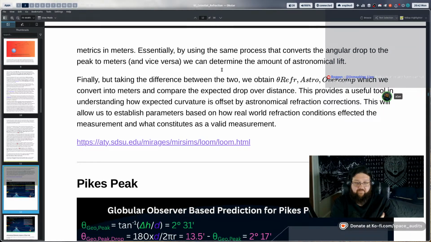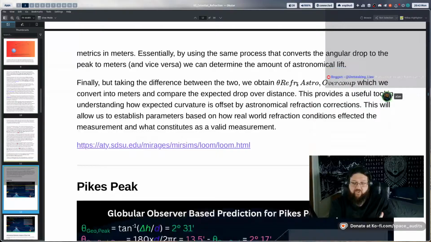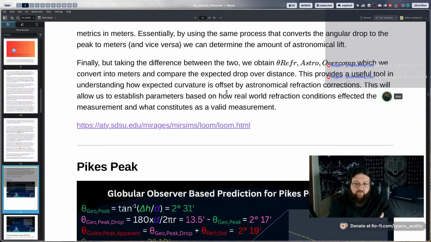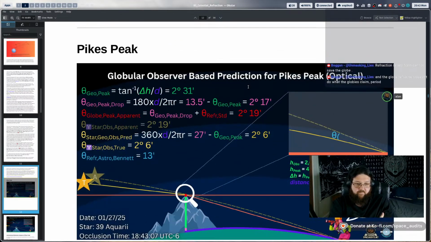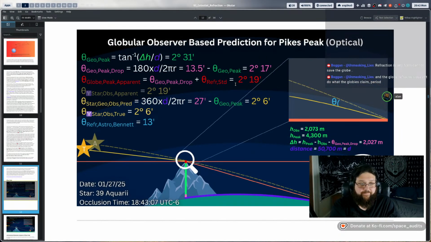So finally, by taking the difference between the two, we get astrorefraction overcompensation. By taking the difference of the prescribed amount versus how much was measured at the time of occlusion with respect to the peak, we can convert that into meters and compare that exact amount and go from there. So this will provide a useful tool for us to analyze how much curvature is being offset by astronomical refraction, and this will enable us to make a definitive distinction between Earth curvature and refraction.